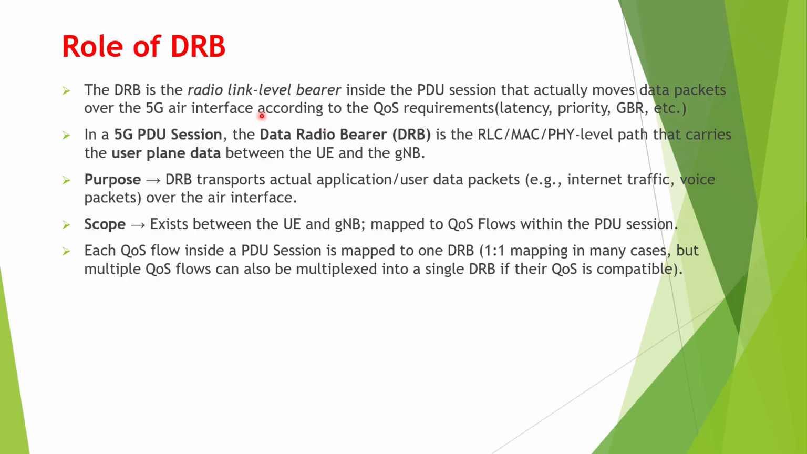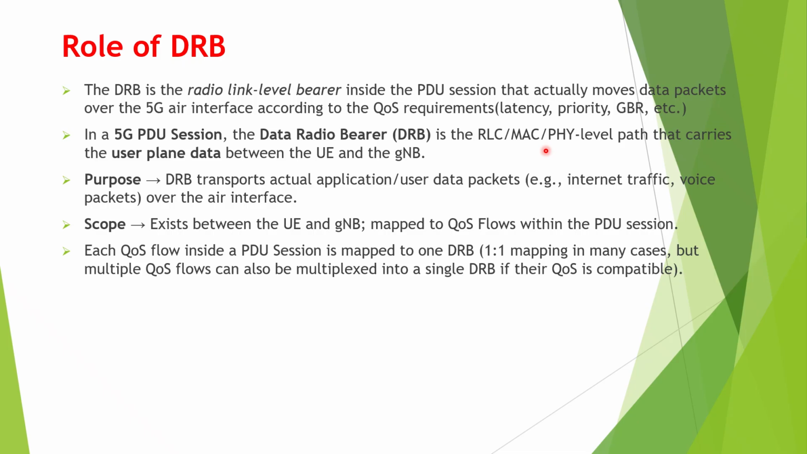The DRB is the radio link level bearer inside the PDU session that actually moves the data packet over the 5G air interface according to the quality of service. It is a crucial logical channel that securely bridges the user equipment and the 5G base station, carrying actual user traffic.